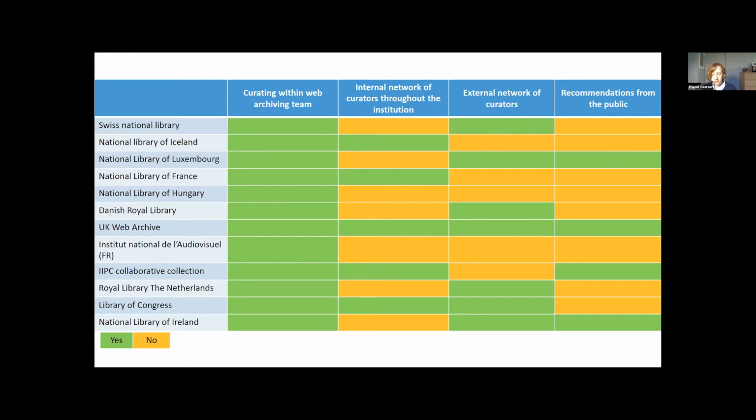Another way is to partner with external networks of curators, for example, partner libraries in Switzerland and Denmark, specific government departments in Luxembourg, or networks of specialized institutions such as the Royal Colleges of Nursing in the UK. In the case of Luxembourg, the UK, Ireland, and the IPC Collaborative Collection, recommendations from the public were also invited to make the collections more inclusive.